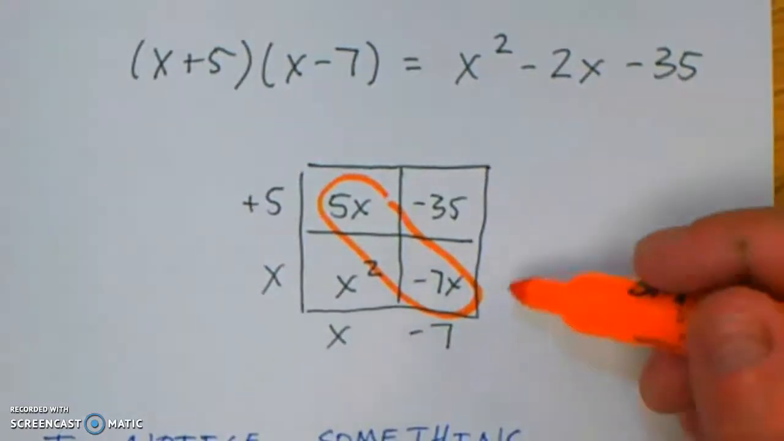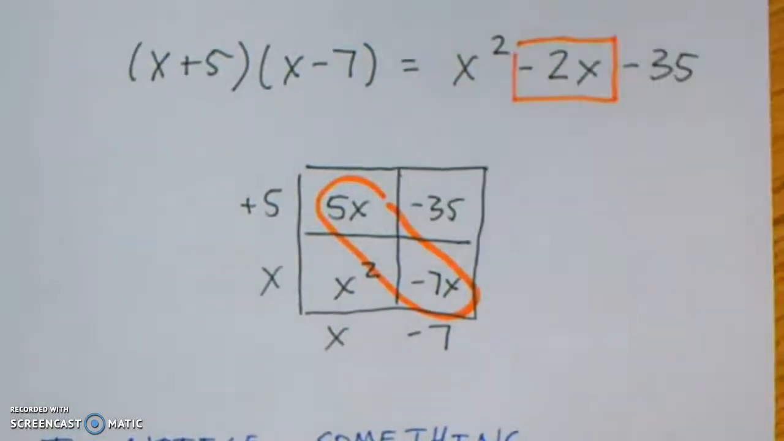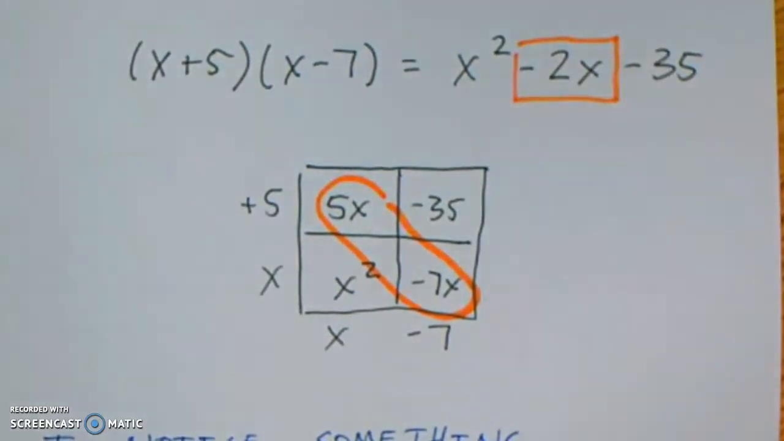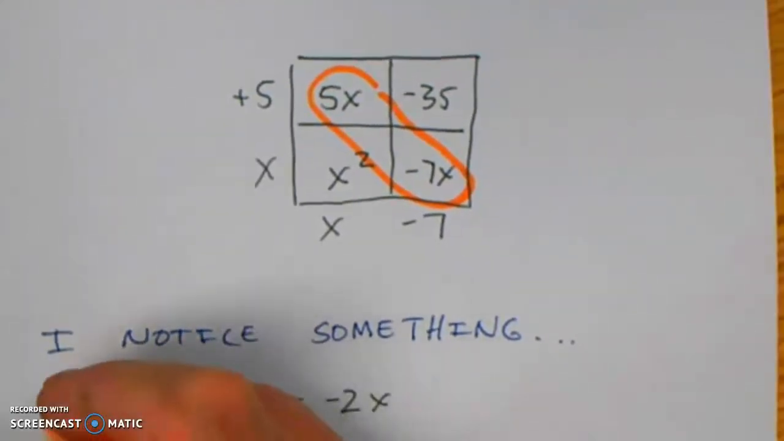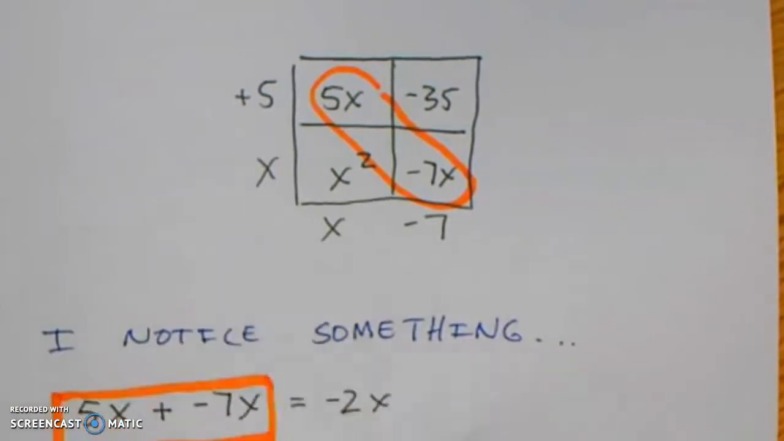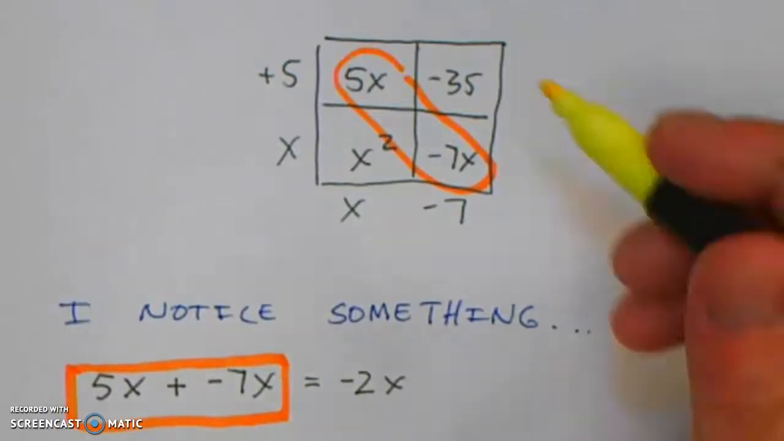Now, what's weird about this is I notice that right here, on this diagonal, if I were to add those two numbers together, that would give me negative 2x. That gives me the sum of those two things because they're like terms. So I kind of wrote that down here. So I noticed that 5x plus negative 7x give me the middle term.